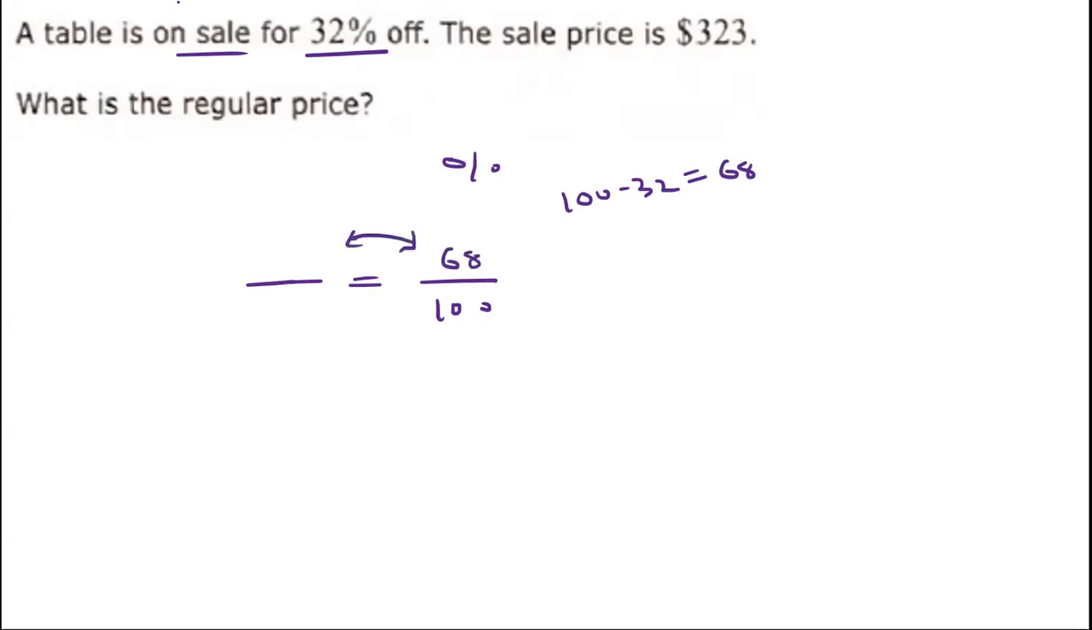And then this number is going to correspond to what? The sale price. The sale price is $323, so we're going to put $323 here. We were trying to find the original or regular price, so we don't know what that is, so that's going to be X in the denominator. Again, we're going to cross multiply and divide, and we get X is equal to $475.